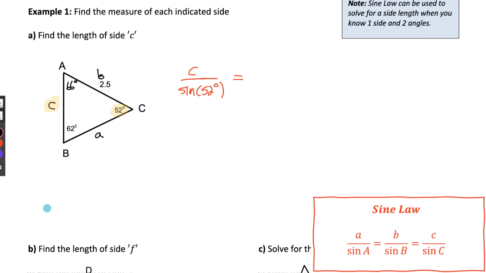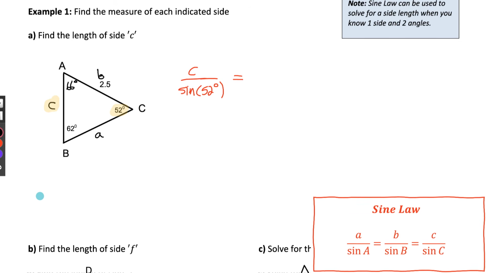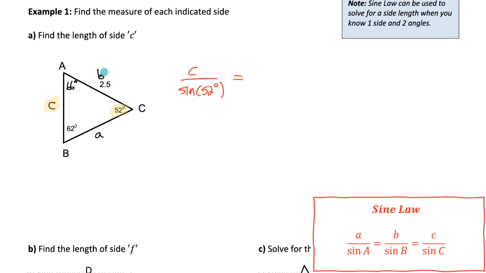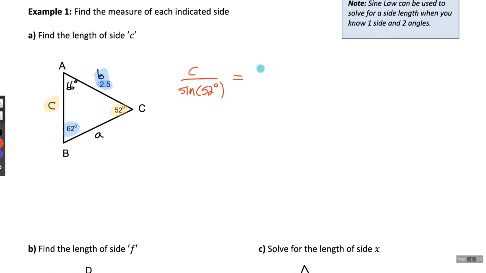Remember, when we make an equation, we only want to have one unknown. Our unknown is side C. So the other ratio I use, I need to know both pieces of information. Notice I don't know side A, so don't use the ratio that involves that side. I know the length of side B, and I know angle B, so I can use that ratio. So 2.5 over sine of 62. And now I've created an equation that only has one unknown. I can solve for that unknown.